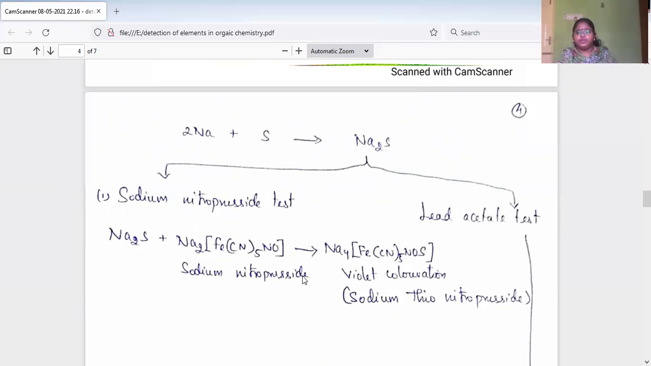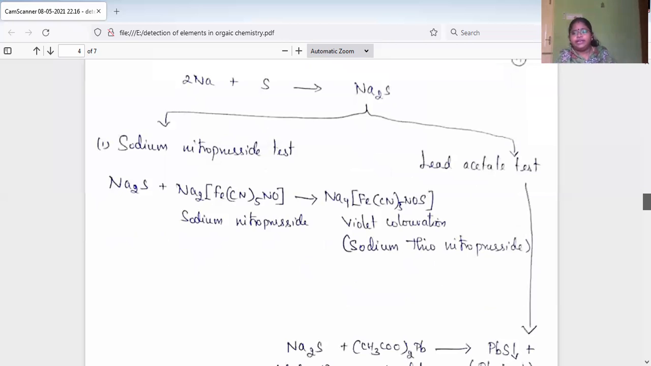Sodium thionitroprusside, thio means sulfur. Violet coloration confirms it has sulfur. Sodium thionitroprusside because of sulfur. Thio means sulfur. Then the lead acetate test.